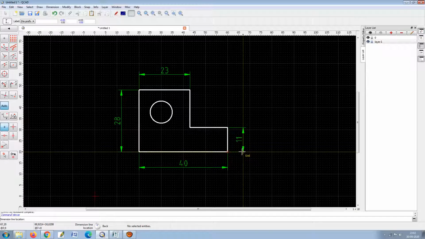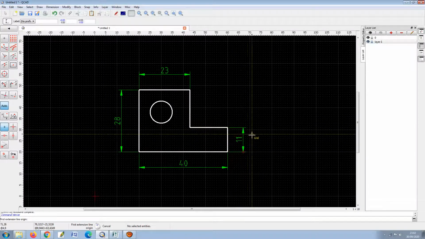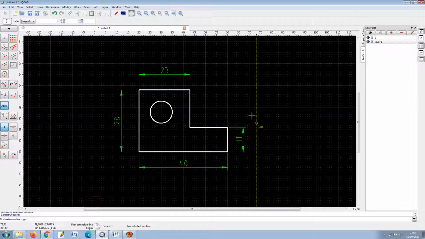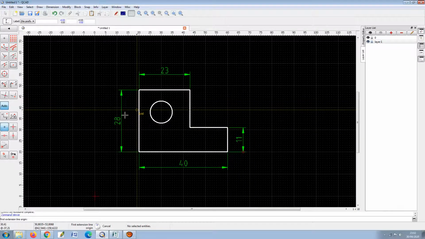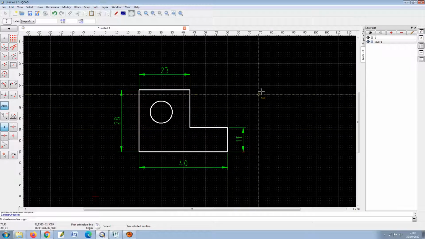Okay, this one is 11, and pay attention to another fact, is that all the numbers have to be in the same position. Okay, it doesn't make any sense that you place this 28 over the line and this 11 you place it on the other side. Okay, because this way you can read all the numbers in the same direction.